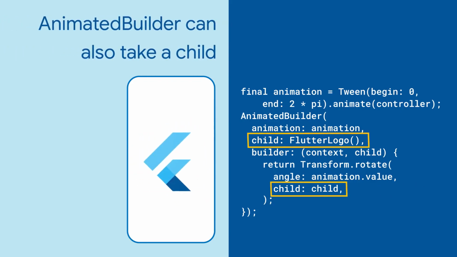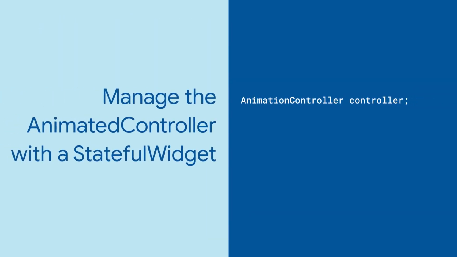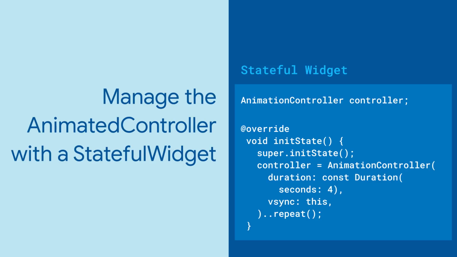You can give AnimatedBuilder an optional child that exists independently of the animation, allowing AnimatedBuilder to optimize its rendering. And if you're wondering where that animation controller comes from, that's entirely up to you. One recommendation would be to wrap your code in a build function within a stateful widget and manage the controller through the widget's state.